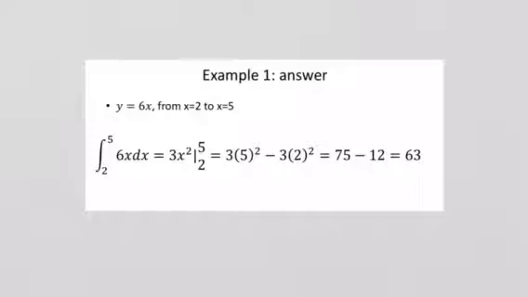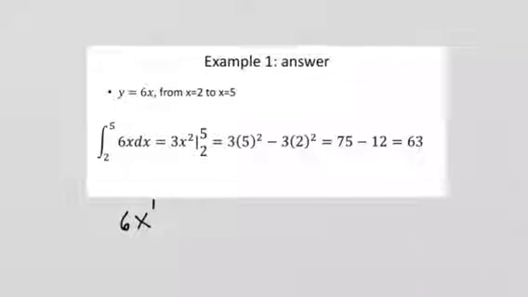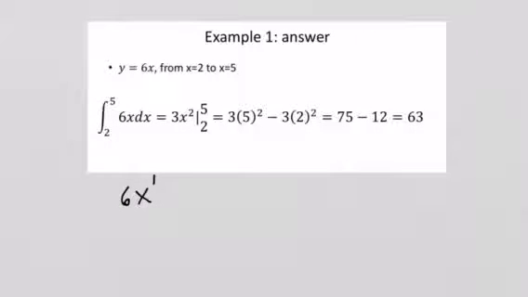So we do the reverse power rule on 6x, right? Remember, this is 6x to the first power. So if we do our reverse power rule, we're going to add 1 to the exponent, so it's going to be x squared. And then we have to divide by our new exponent, 2, which gives us 3x squared. And then our fundamental theorem of calculus says we're going to evaluate this from 2 to 5.